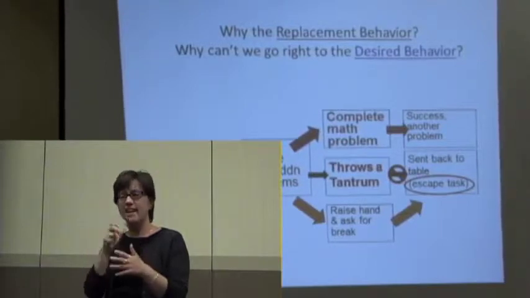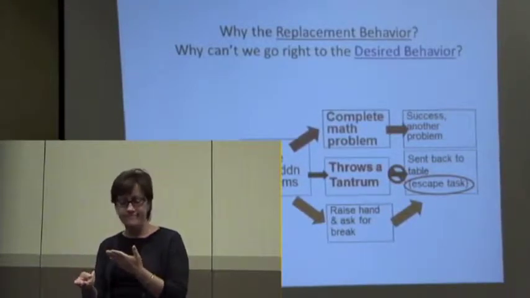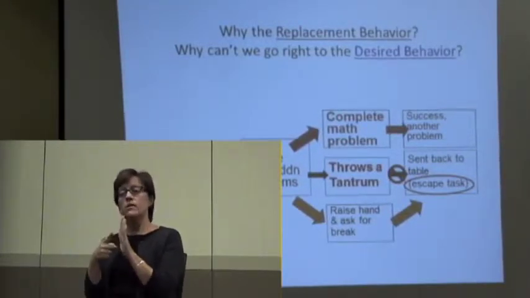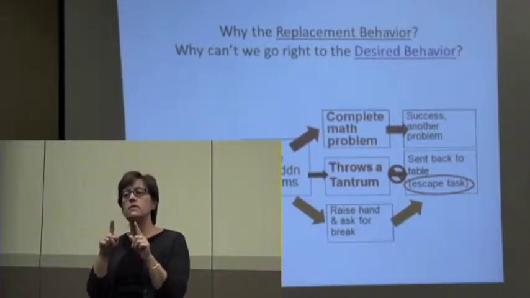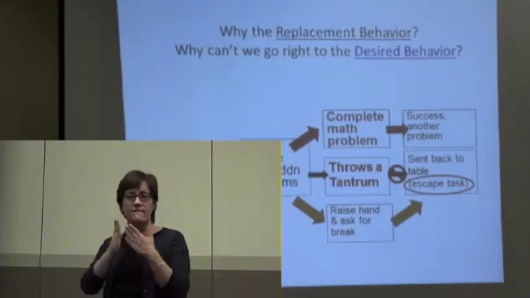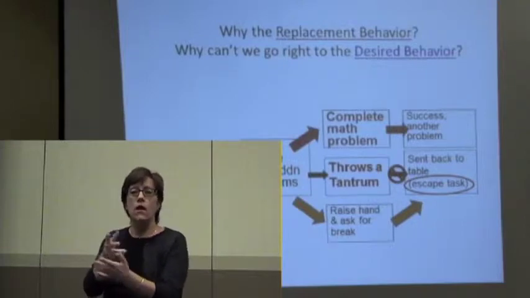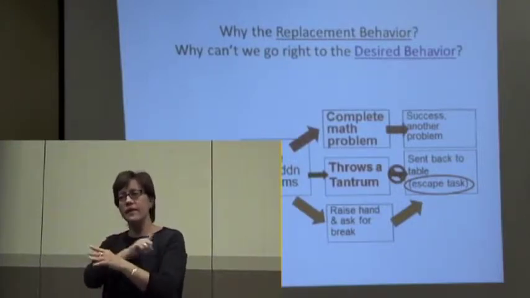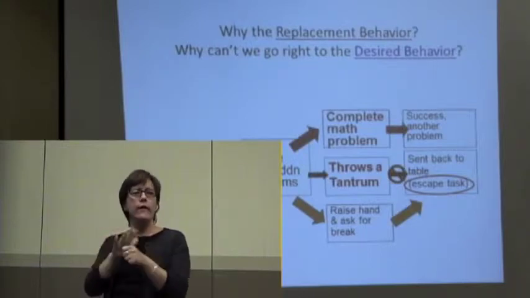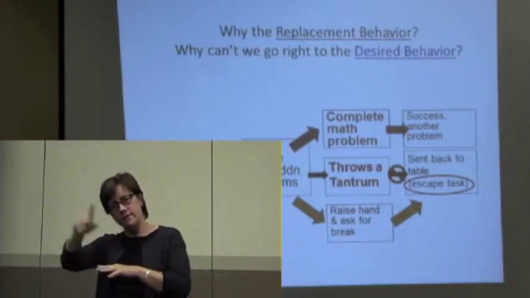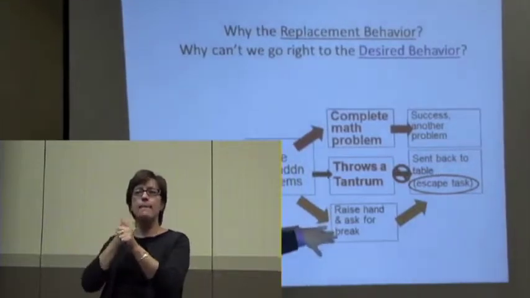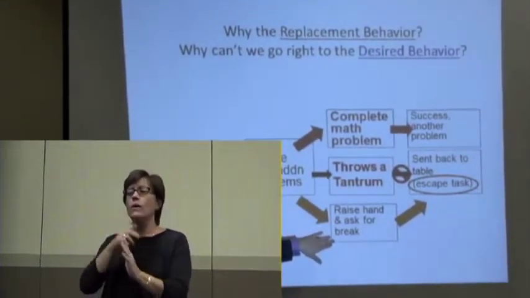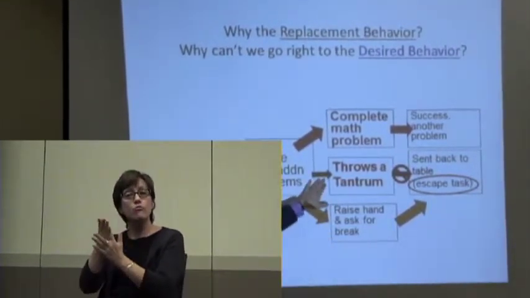So the idea is that the replacement behavior makes this problem behavior inefficient and ineffective. This is an example, not Morgan, but a setting event of homework not being done. The trigger is given double-digit addition. Now, we really want him to complete his math and get another problem. But right now he's tantruming and he gets sent to the back table to escape the task. We're going to teach him to raise his hand and ask for a break, because that gets him to escape the task, and it's a lot easier than this.